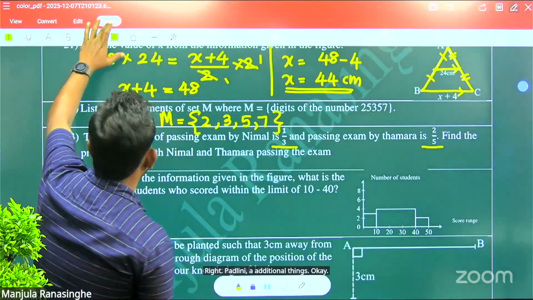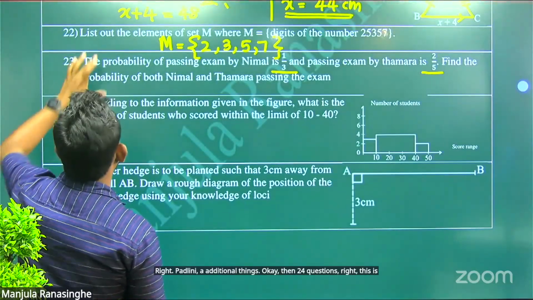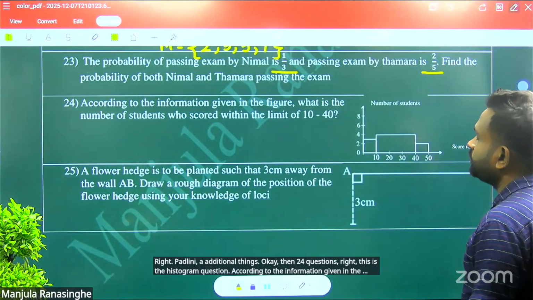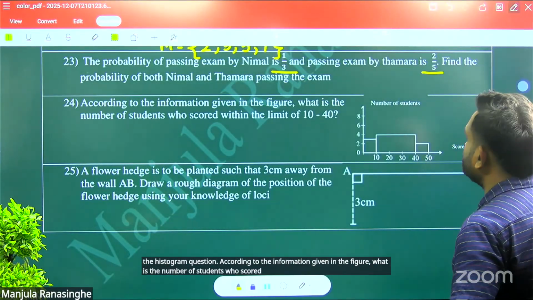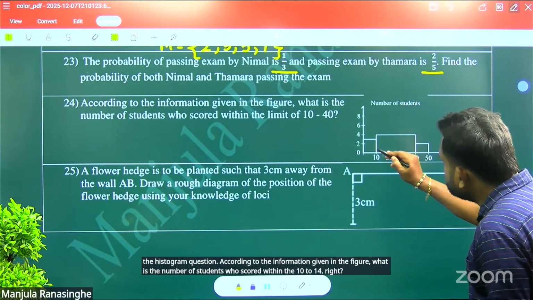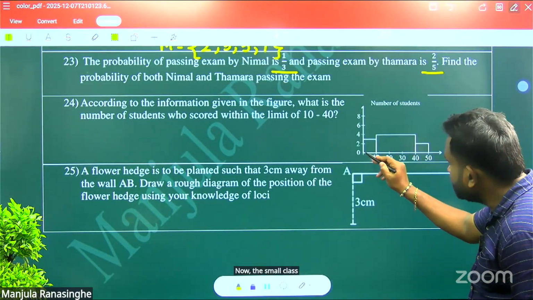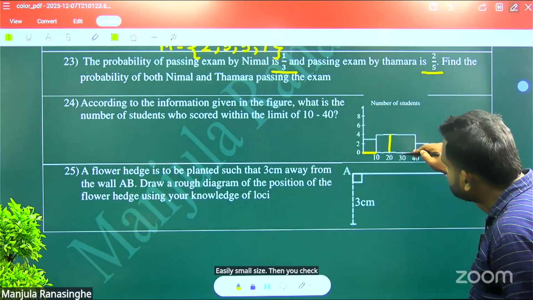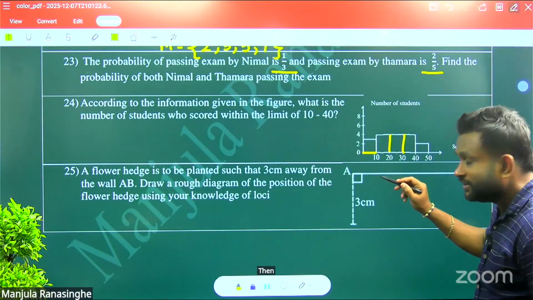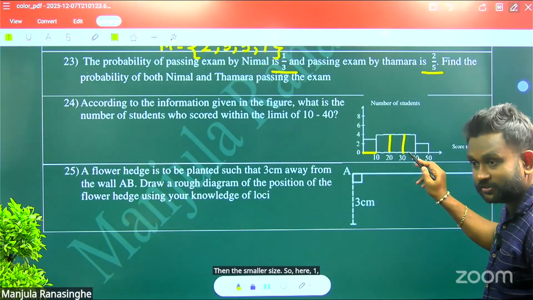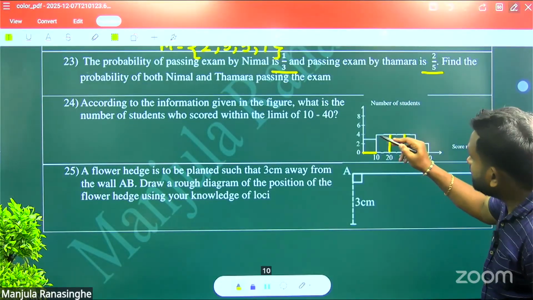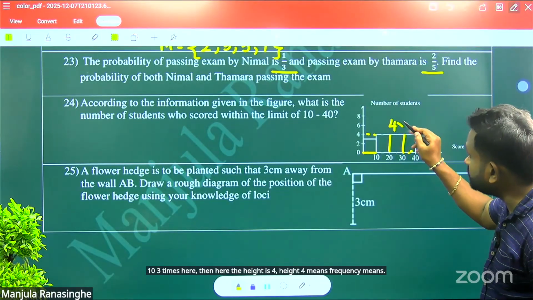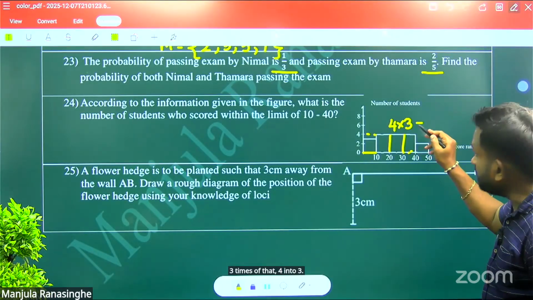Okay, then question 24. This is the histogram question. According to the information given in the figure, what is the number of students who scored within 10 to 14? Now, the small class size, imagine here 0 to 10 is the small size. Then you check how many times this is of the smaller size. So here it is 1, 2, 3 times. Here the height is 4. Height 4 means frequency, so 3 times of that, 4 into 3, it comes as 12.